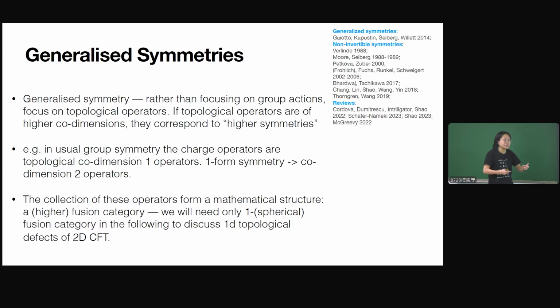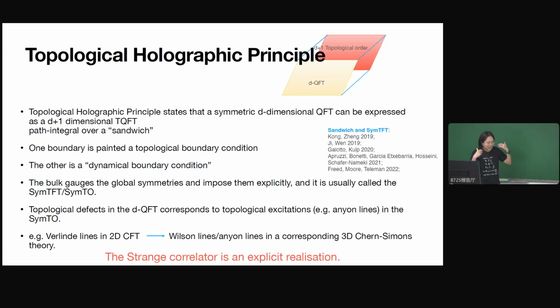And if these operators consist of codimension 1 operators, codimension 2 operators, codimension 3 operators, and so on, operators of different dimensions, then the collection of all of these objects would form a mathematical structure governed by a so-called higher fusion tensor category. And in this talk, we will be focused on constructing two-dimensional models, or 1+1 dimensional models. And so all we need are codimension 1 operators, line operators, and they will form a fusion tensor category in this case.